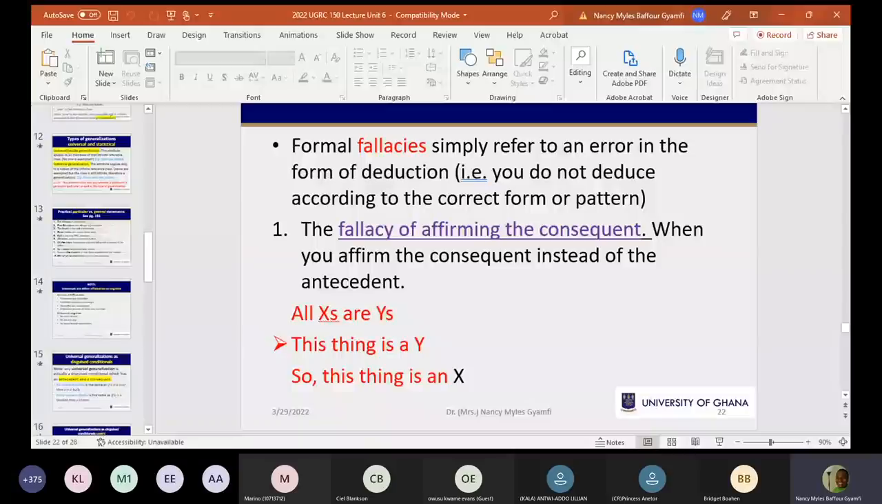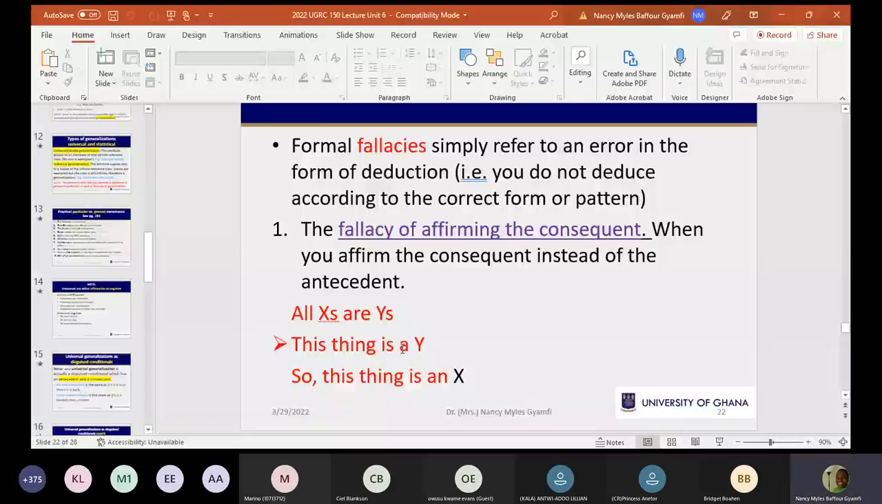Okay, look at where the arrow is, this one. So all X's are Y's. If it's modus ponens, we should say this thing is an X, then it means we are bringing the antecedent right after the conditional. Then we can conclude, then this thing is what? A Y. That would have been valid. But the person doesn't do that.